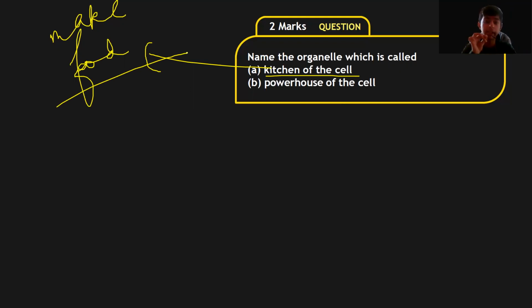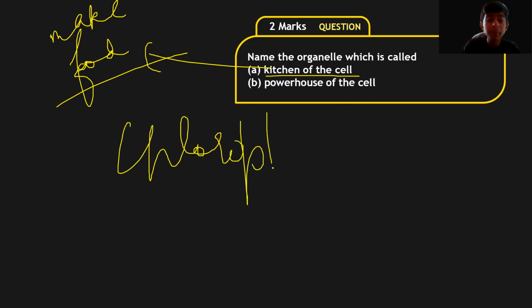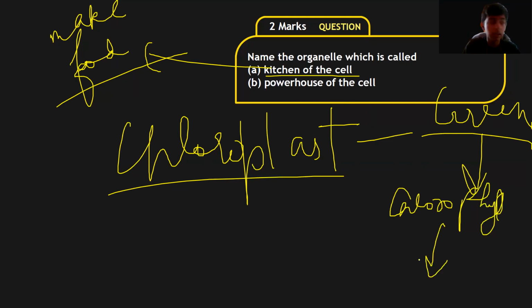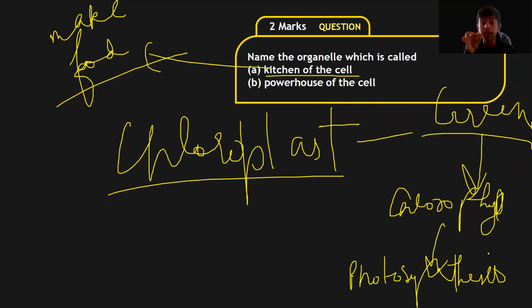If anybody would go to the kitchen, that person would make food. So, which organelle makes food? Definitely chloroplast. Chloroplast is a type of plastid. It is green in color, has a pigment called chlorophyll, which conducts photosynthesis in the presence of sunlight. And with the help of photosynthesis, plants make their food. Right. So the kitchen of the cell is chloroplast.